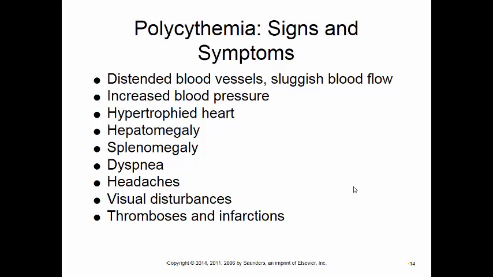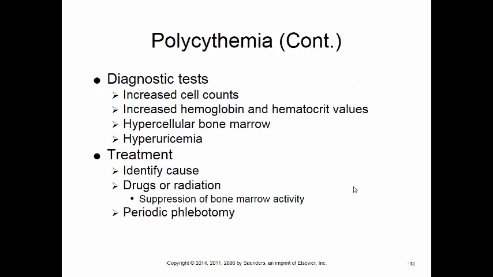Some signs and symptoms include distended blood vessels or sluggish blood flow, too many cells, increased blood pressure, hypertrophied heart, which means the heart gets larger, trying to pump harder, hepatomegaly, which is liver enlargement, splenomegaly, which is spleen enlargement, dyspnea, difficulty breathing, headaches, visual disturbances, and then clots and infarctions. Thrombosis is your clots. Infarctions is where we have cellular death due to low oxygen levels.